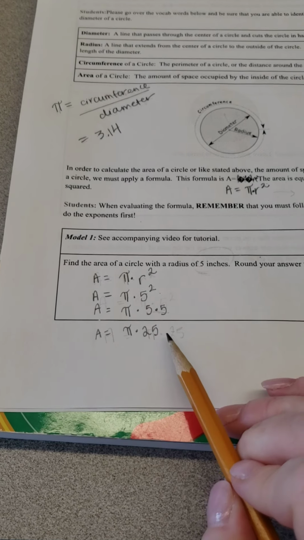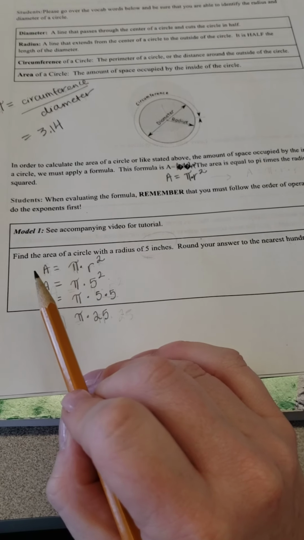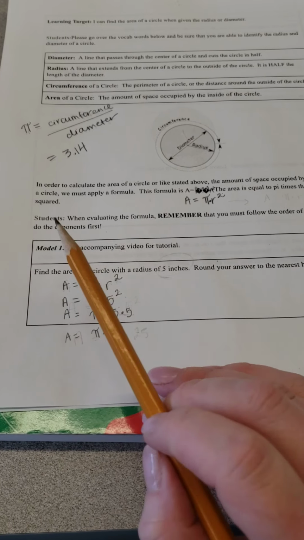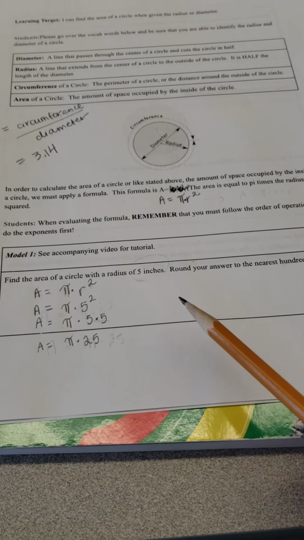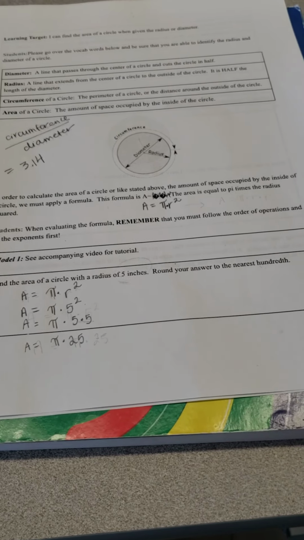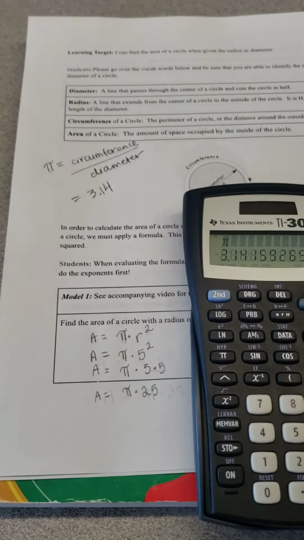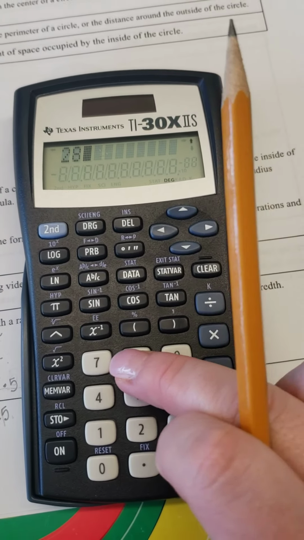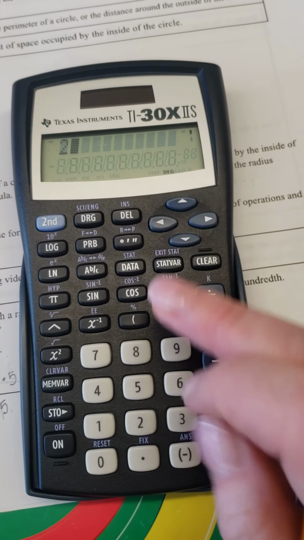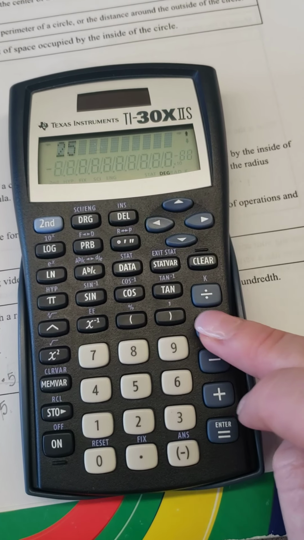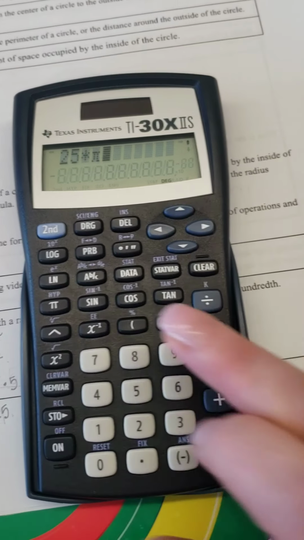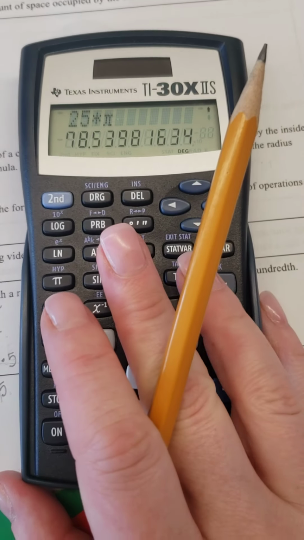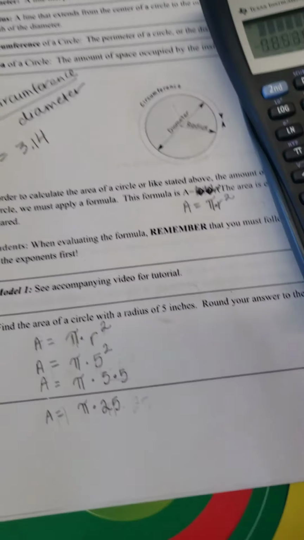25. All right, now this problem didn't give you any instructions for what to use for the value of pi. When they don't give you any instructions, it is assumed that you use the pi key in the calculator. So you write in your calculator 25, whoops, not 28, 25 times pi. And we get 78.539.